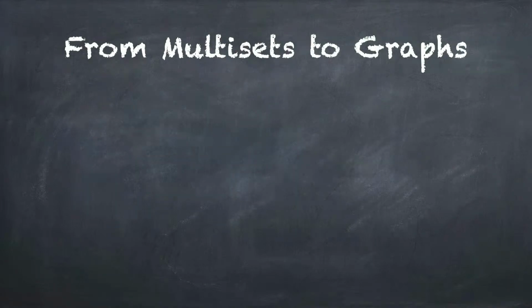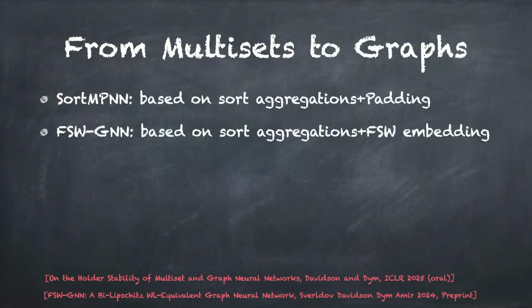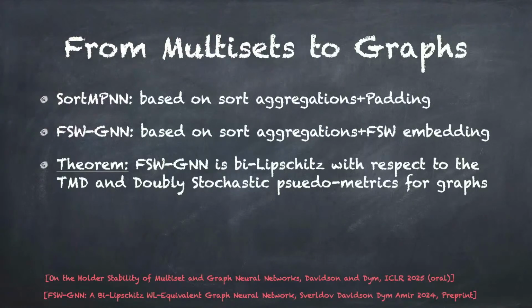So I'm going to move from multisets to graphs, right? Up till now, we were basically talking about tasks on multisets. Now I want to talk about how you can take a graph neural network and plug this in as the aggregation and readout. We have two versions of this, the sort MPNN, which uses the padding, and the FSWGNN, which uses the nicer version, but let's think of them as two sort-based things. You can actually prove that these are Bi-Lipschitz with respect to metrics on graph space, either TMD or doubly stochastic. Okay, so there you can prove that.